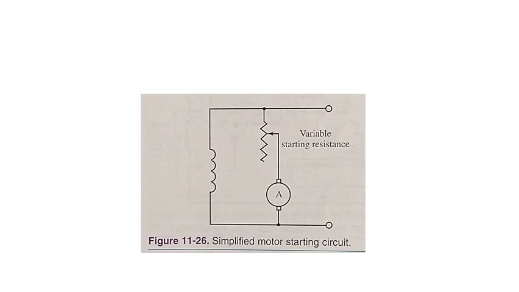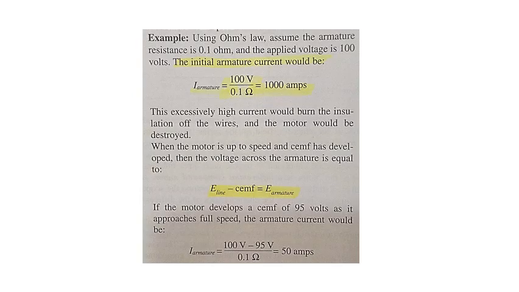As speed builds up, the resistance is slowly decreased. The resistance can be removed when the motor reaches full speed. As an example, using Ohm's law, assume the armature resistance is 0.1 ohm and the applied voltage is 100 volts. The initial armature current would be, as shown, I armature equals 100 volts divided by 0.1 ohms, which equals 1000 amps. This excessively high current would burn the insulation off of the wires and the motor would be destroyed.